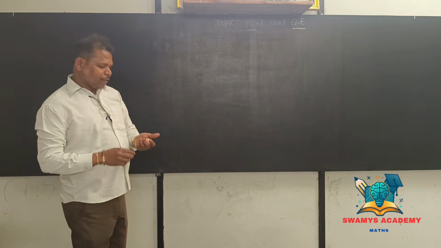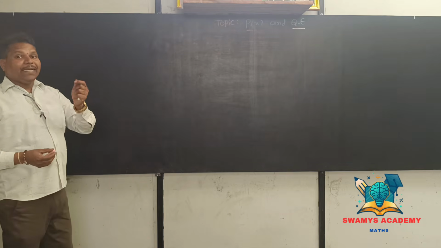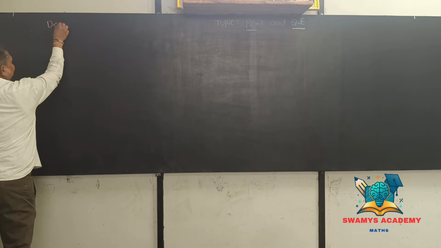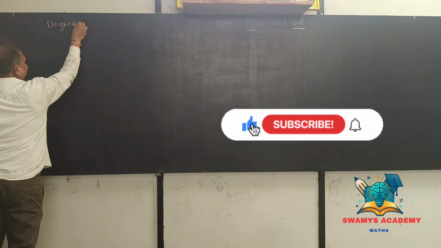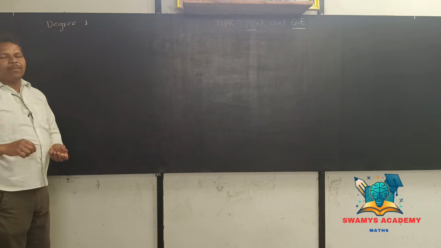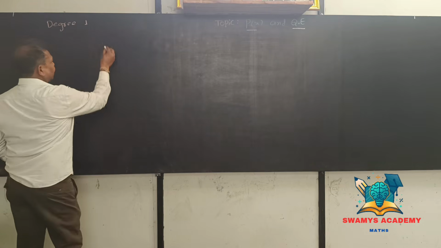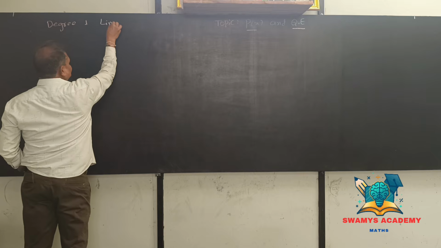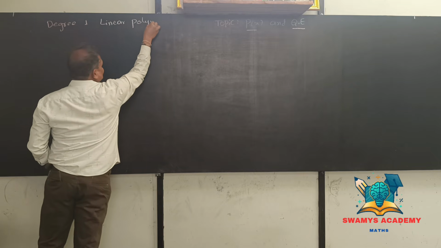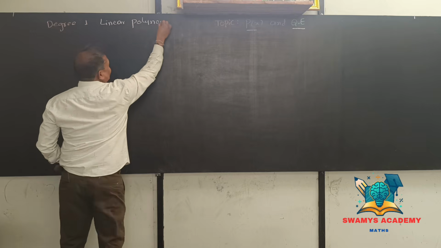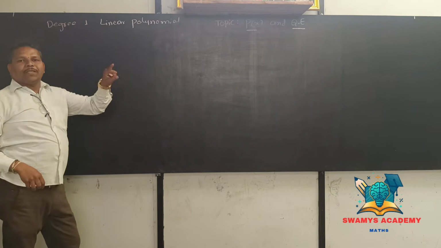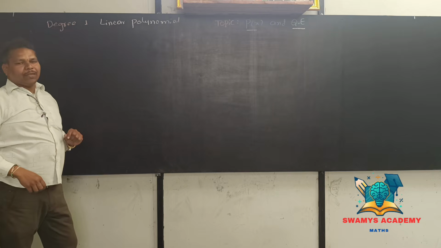So polynomial degree is 1. If the degree is 1, that will be called a linear polynomial.